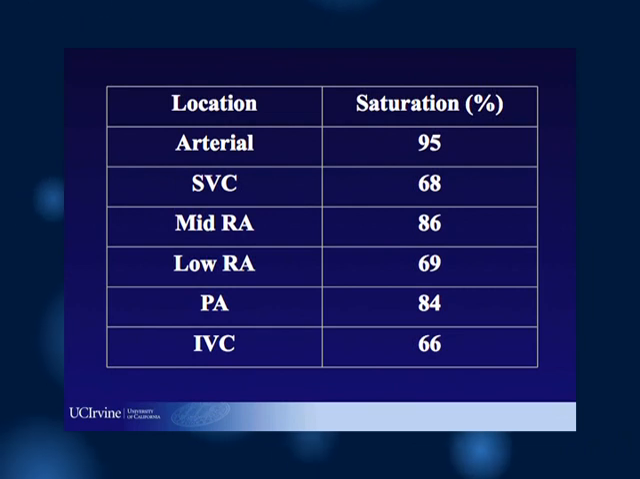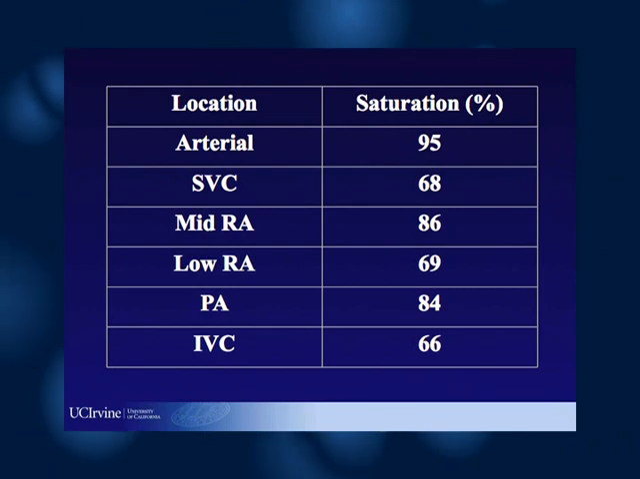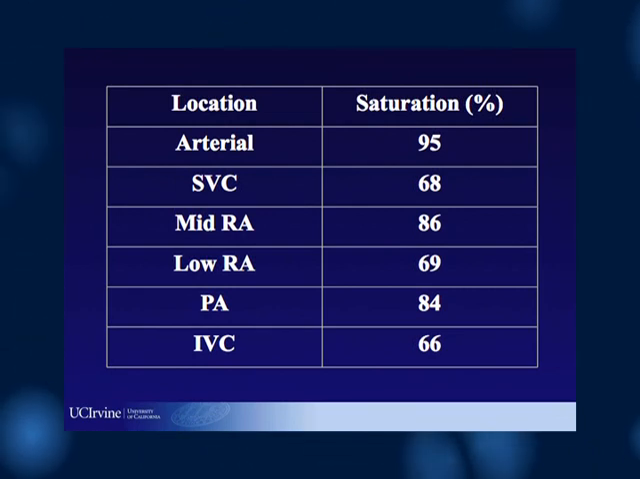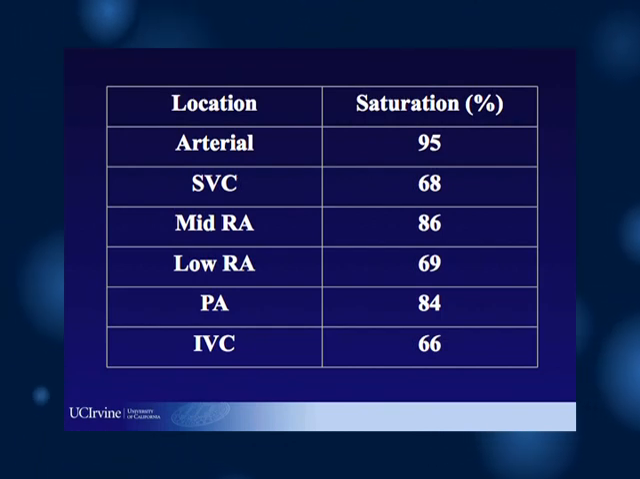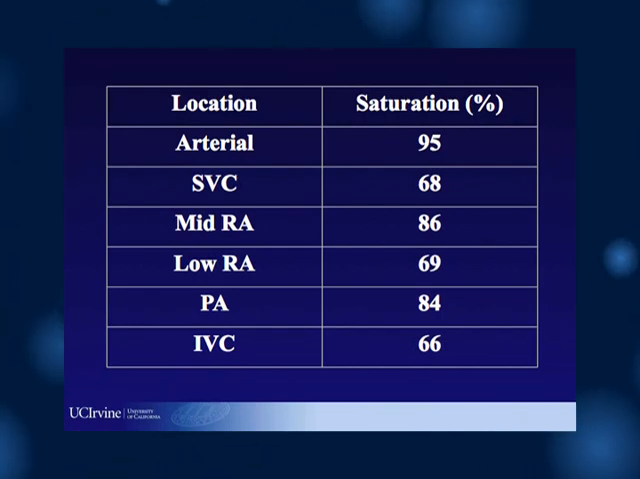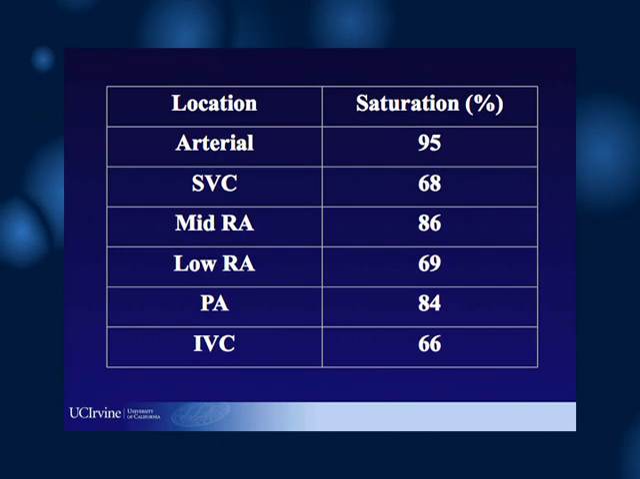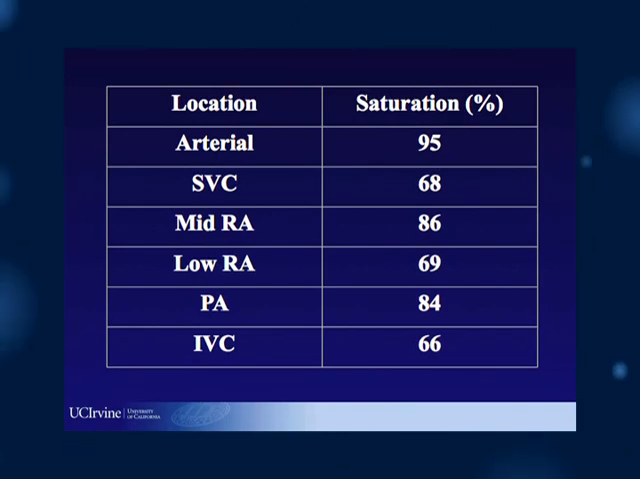If we examine these sat numbers, we can see that the greatest step up occurs between the vena cava and low right atrium and the mid right atrium, and ultimately the pulmonary artery as well. So from these saturation data, we can assume there is a step up in oxygen occurring somewhere in the right atrium, or these data are consistent with an atrial septal defect.